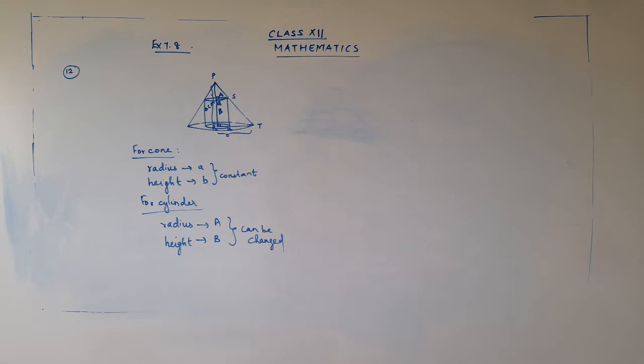Have you drawn the figure? Have you named all the parts? So, P, Q, R, S, T. Okay, now I am going to consider two right angle triangles.